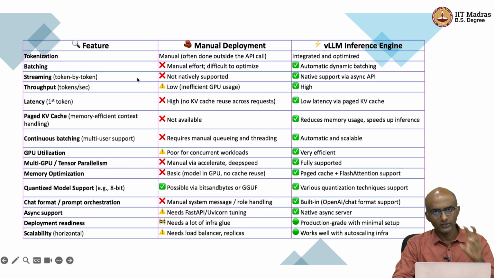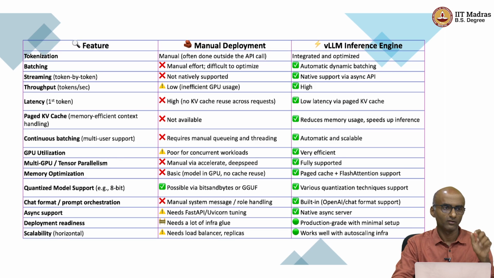Throughput is the volume that it goes through, which is the number of tokens per second. If you don't have efficient GPU utilization, obviously you're not going to go through tokenization of the prompts effectively, and therefore the throughput that you achieve is actually low. Whereas with vLLM, the throughput is as high as it can be. Latency is in this case measured with respect to the first token. So when you type your prompt, how quickly does the response start coming back?